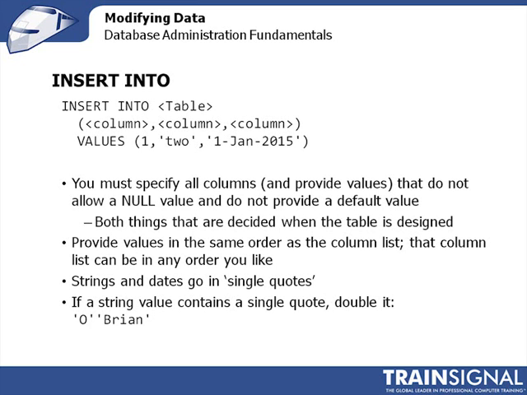Both of those things are decided when you create the table. You must provide the values in the same order as the column list. However, that column list can be in any order you like. And if a string value contains a single quote, such as the name O'Brien, you must double it.